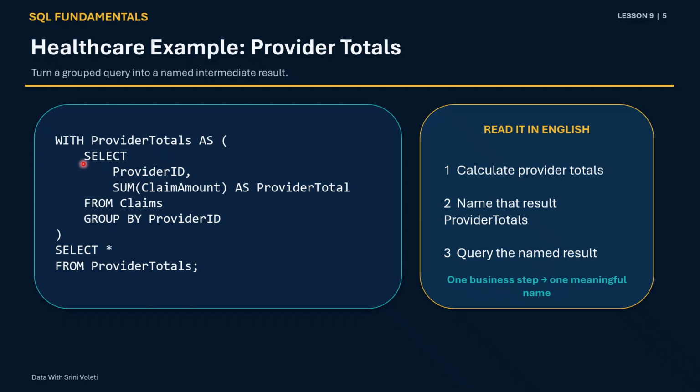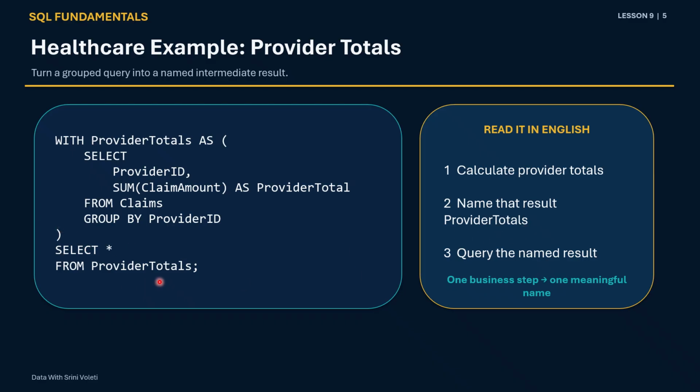We place that familiar query inside WITH provider_totals AS, open parenthesis, close parenthesis. Now we have given the result a meaningful name, provider_totals. Then the main query says SELECT * FROM provider_totals. Read this in English. First, calculate the total claim amount for each provider. Second, call that result provider_totals. Third, use provider_totals in the next statement.